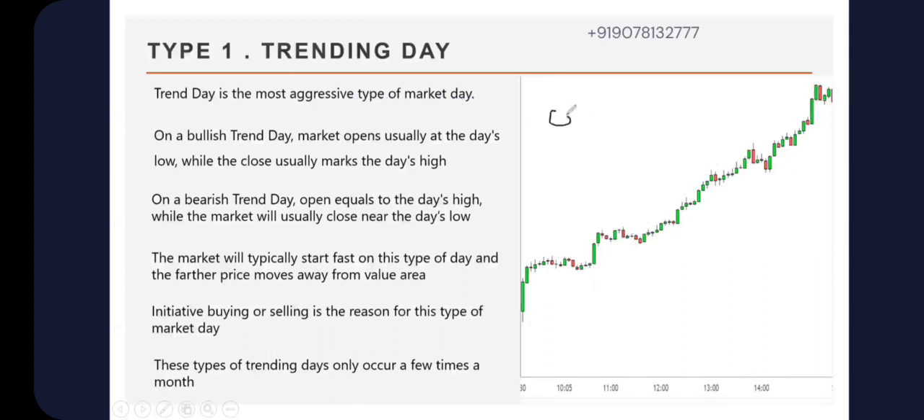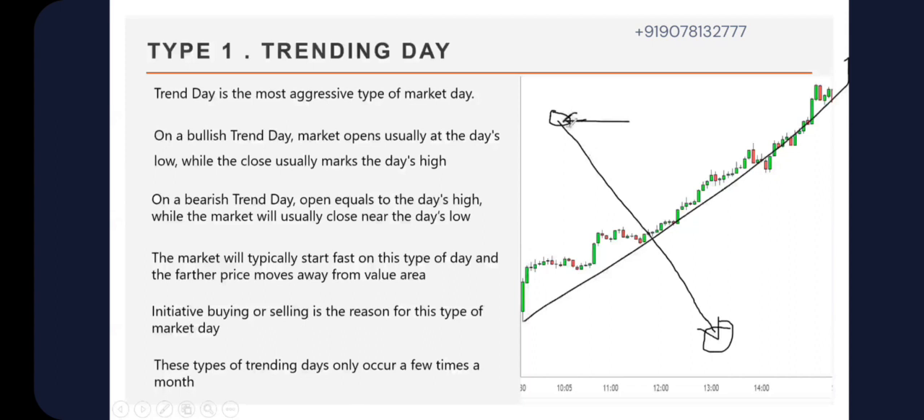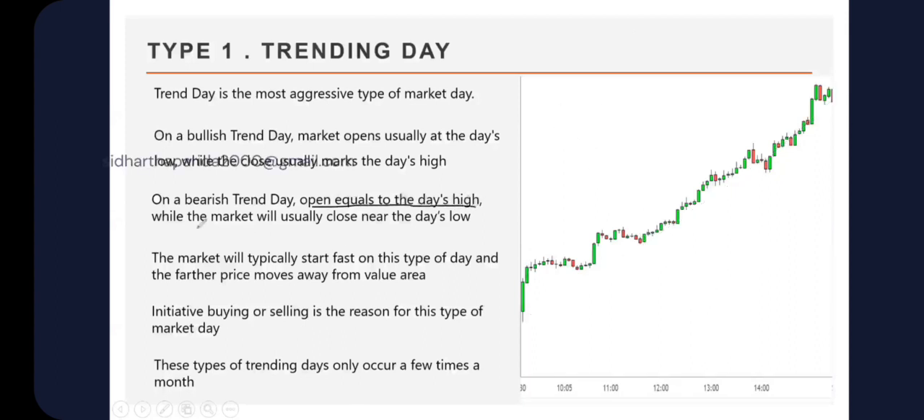And what about the bearish trending day? On a bearish trending day, the market opens at the upper end and closes at the lower end. Bullish trending day looks like this. Bearish trending day opens here and closes at the low of the day. Open equals the day's high, while the market will usually close near the day's low. So trend day doesn't mean that it's always bullish. It can be bearish also. But what you are seeing here is the bullish trend day.